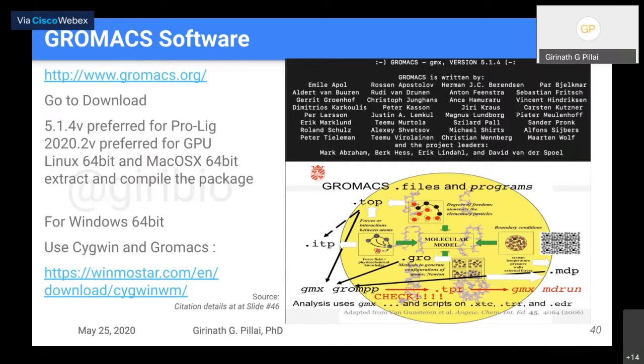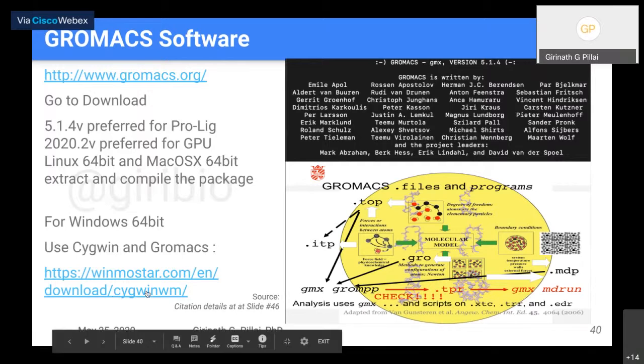But you can manually install it. If you still don't want to do that, just install Linux Mint. The video which I have given is on Linux Mint. You just need to search for Synaptic Package Manager, then search for GROMACS, and not only GROMACS, many other tools can be directly installed without compiling. Otherwise, if you want to work only in Windows, yes, you can still do it. You can go to WinMostar and you can download the Cygwin.